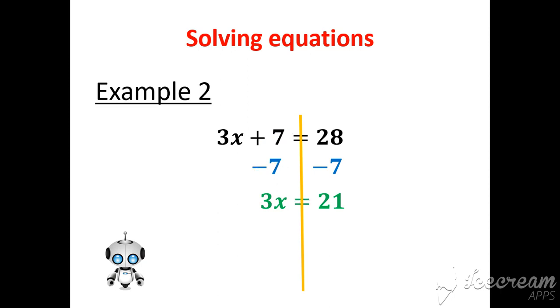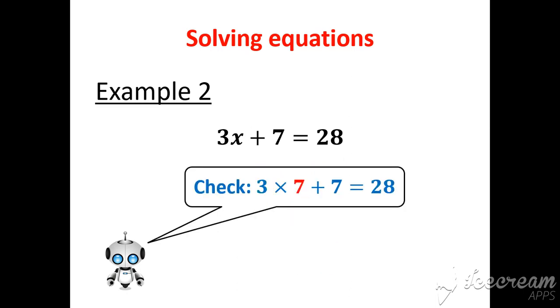So let's now move on to the second step. Let's divide both sides by 3 to get rid of the coefficient of 3. On the right, 21 divided by 3 gives 7. And on the left, the 3's cancel to 1, leaving 1x. And 1x is equal to 7, or x is equal to 7. We've solved it and we've got the answer of 7. Let's just quickly check. 3 times 7 is 21. 21 plus 7 more does give us 28. So 7 is the correct answer for x.